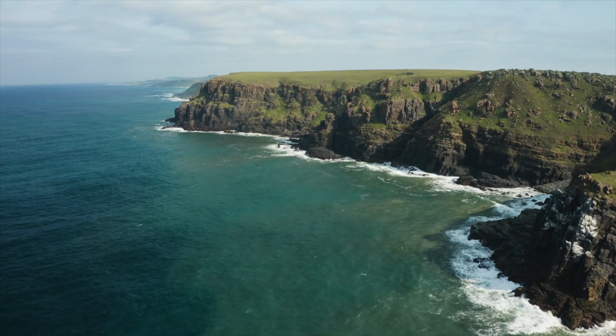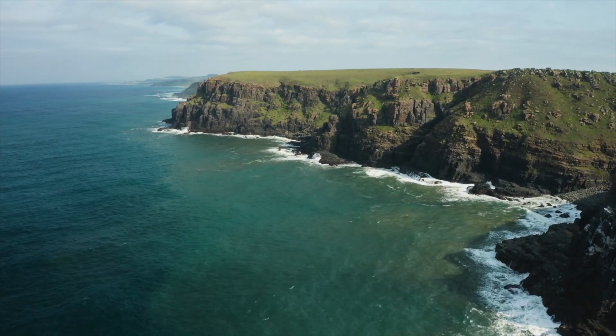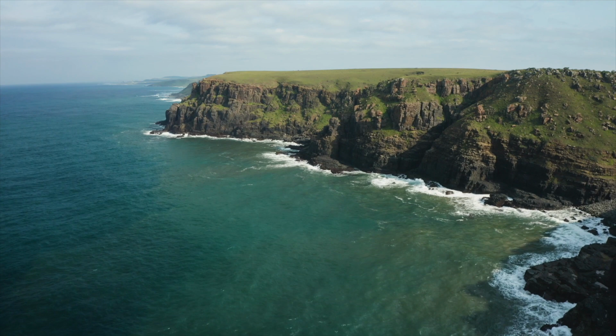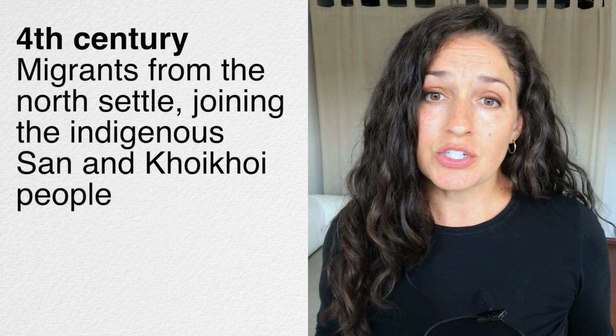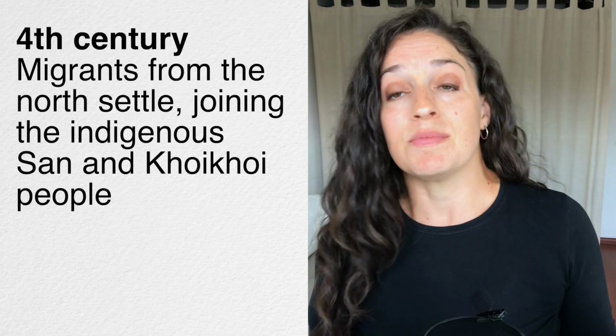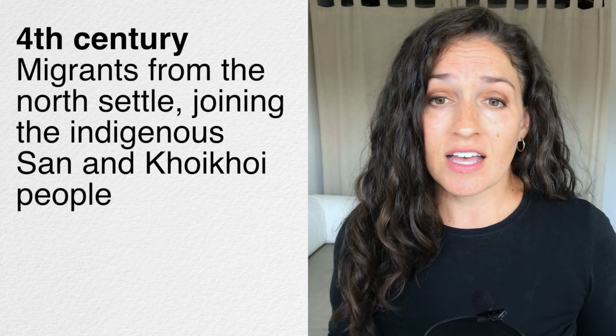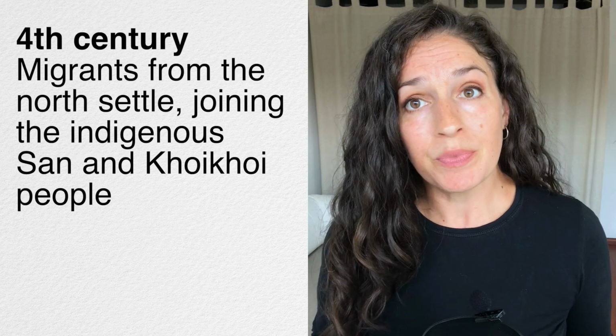What's very important to know from the beginning is that South Africa was not empty before white Europeans arrived. There were already a number of nomadic cultures within South Africa, but of course there's little recorded history before this point. So in the 4th century, migrants from the north settled the indigenous San and Khoikhoi people of the time.